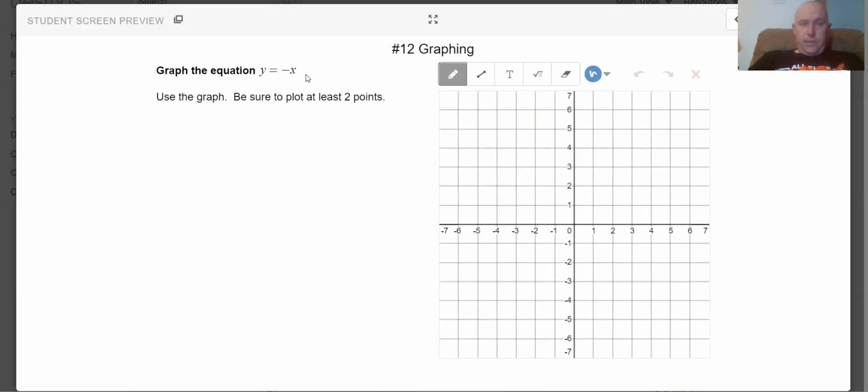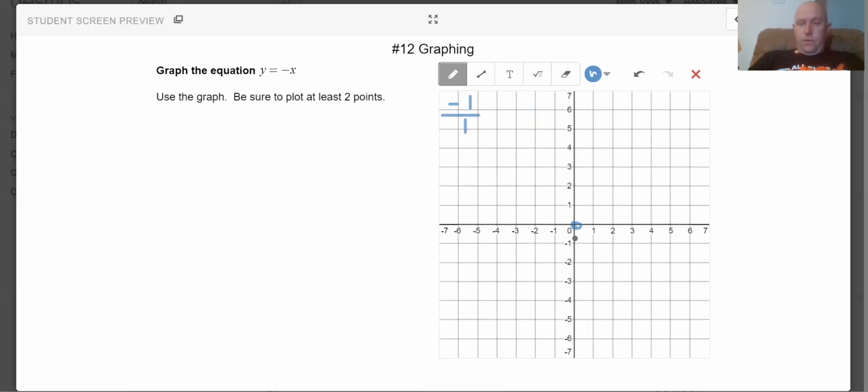Y equals negative x. So once again, slope-intercept form, so it starts with y equals. No number on the end, so that means that I'm going to start from 0. No number in front of the x, but there's a negative sign, so I know this is negative 1 this time, and make it into a fraction for rise over run.